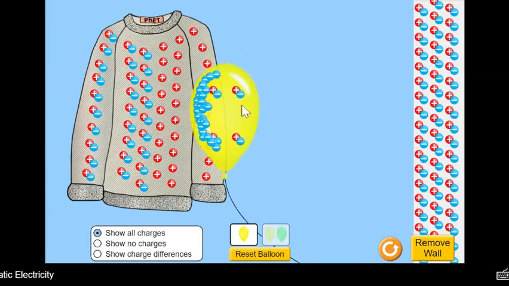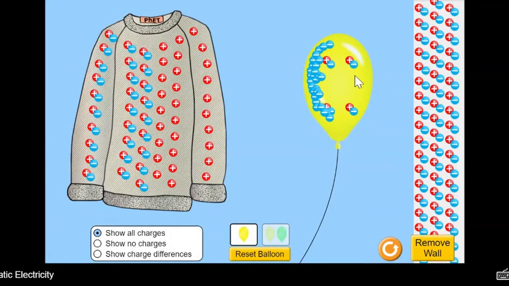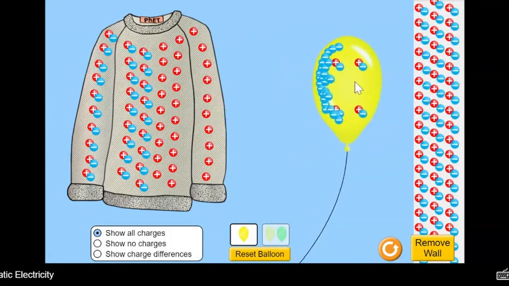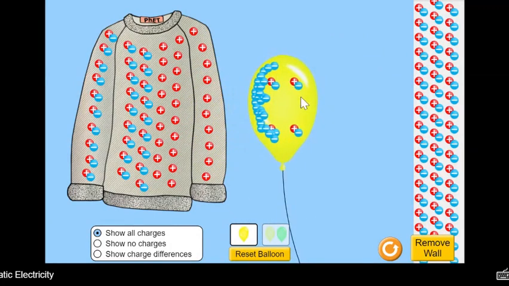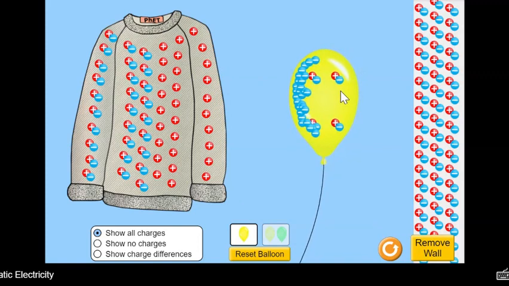On the other side, looking at our sputter, it lost electrons. Again, the protons do not change, but our sputter lost electrons. So now we have more protons than we do electrons. So our sputter would have an overall positive charge.